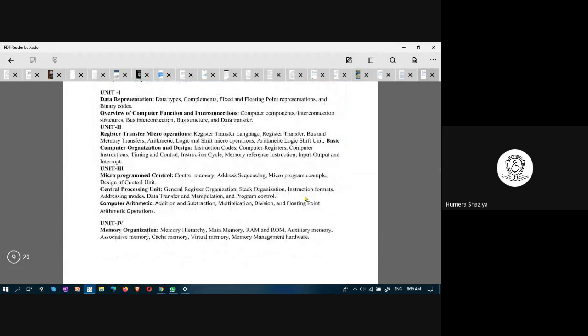We have started with register transfer and micro operations. Yesterday we did register transfer language and register transfer. From bus and memory transfer, we have yet another topic to do, so this is not done. Today we'll try to finish these three topics.